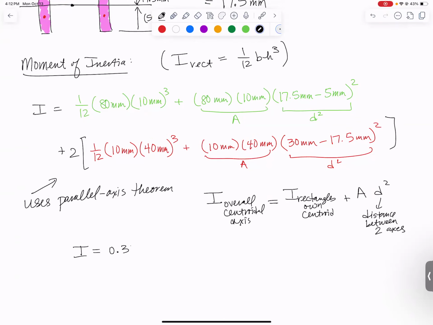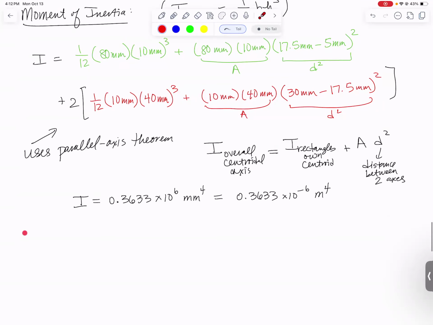0.3633 times 10 to the 6th millimeters to the fourth. Again, your calculator might not give it to you like that, but you can get it in 10 to the sixth, or just leave it however your calculator gives it to you. And then that becomes 0.3633 times 10 to the minus 6 meters to the fourth, which is a little more convenient to plug into the equation. Now we need to find those max stresses.